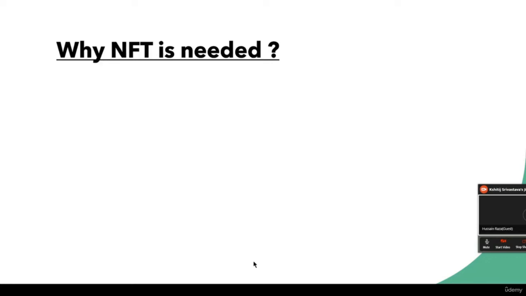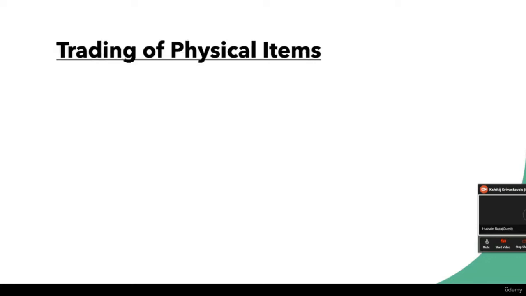And now let us talk about why NFT is needed. Let us try to understand this with an example. We will first take the example of physical items and then we will see the example of digital items. What is the difference between trading of physical items and trading of digital items, and why NFT is getting so popular here.